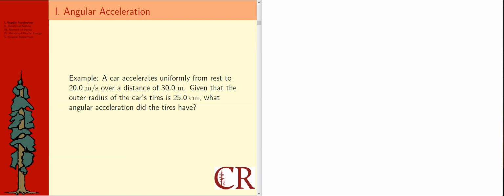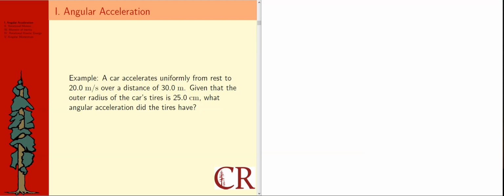A car accelerates uniformly from rest to 20 meters per second over a distance of 30 meters. Given that the outer radius of the car's tires is 25 centimeters, what angular acceleration did the tires have? So, wouldn't it be neat if I were just asked for ordinary acceleration here, right?